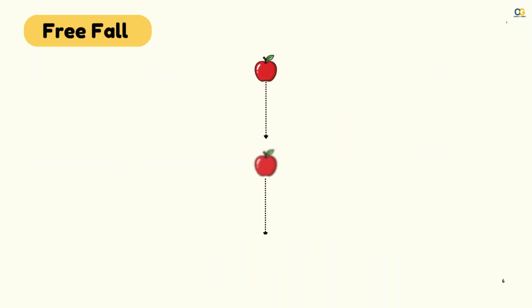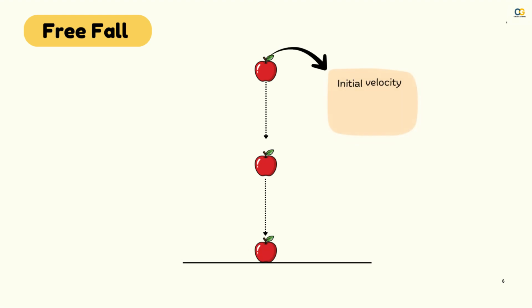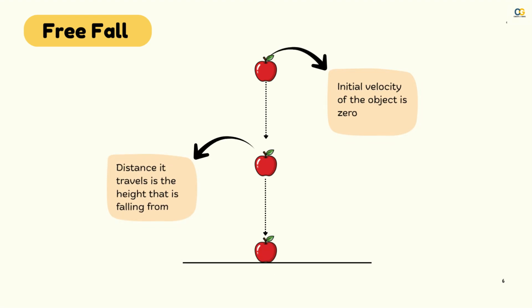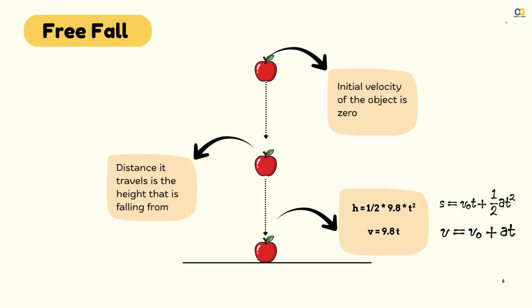So when an apple falls down, the initial velocity of the object is 0 and the distance it travels is the height from which it falls to the ground. We can use s = ut + ½at² and come to the conclusion that the distance of a free falling object is ½ × 9.8 × t², where 9.8 is coming from the acceleration due to gravity. And the final velocity of the object is v = u + at, which can be rewritten as 9.8 × t.